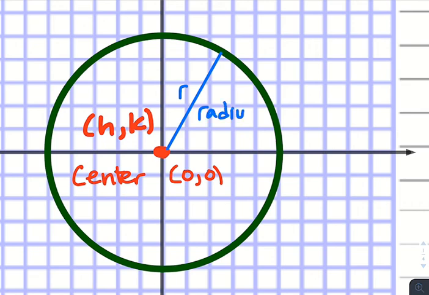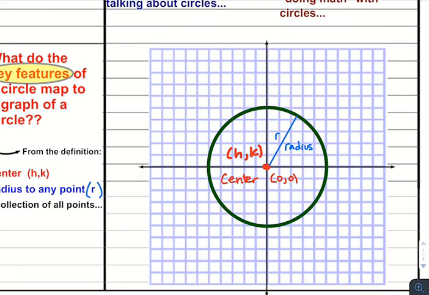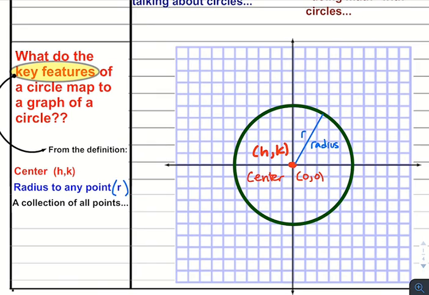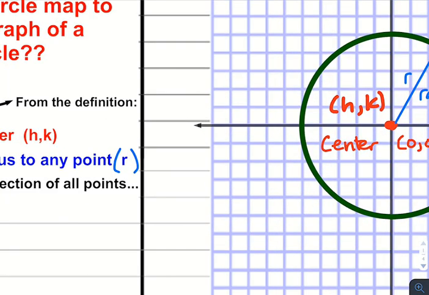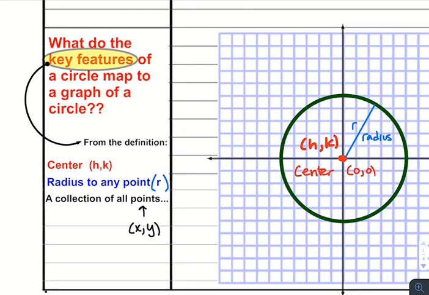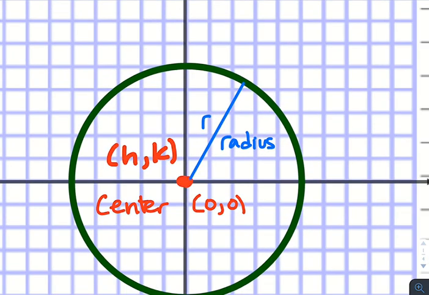Okay. Now this last bit's a bit tricky. From the definition, we know it's a collection of all points. And so we're looking for this radius to be in any direction. What we do know about the point is that it's defined to be x comma y. What that means is the radius really serves to connect the center h, k, in this case 0, 0, to any point on the circumference of the circle, which we're just going to call x, y.